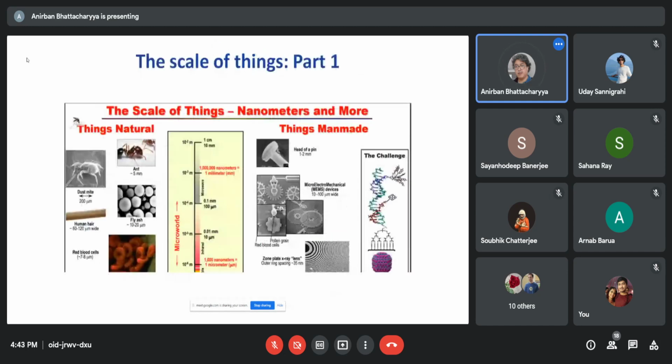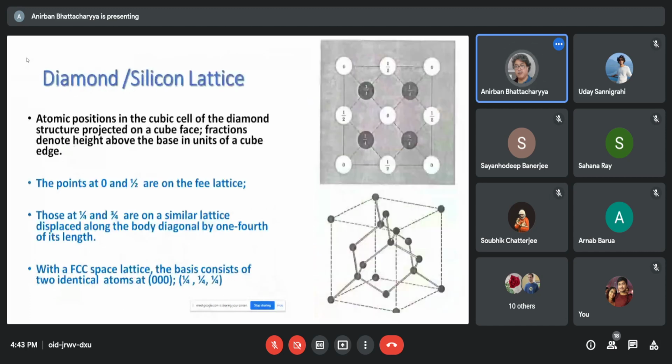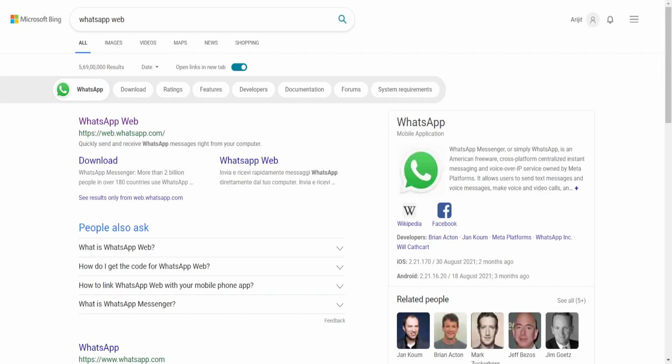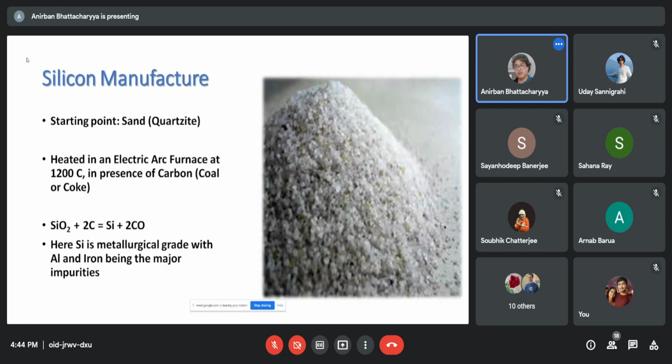So we will start with something that we have looked at before, crystals, and then you have looked at the diamond or silicon lattice. And today we start with the topic called silicon manufacture. That is the picture of the starting material, which is a mound of sand. That's the starting point. How many of you have noticed sand, not just seen it, taken a look at it? If I were to ask you, describe sand in a few words, how would you describe sand?